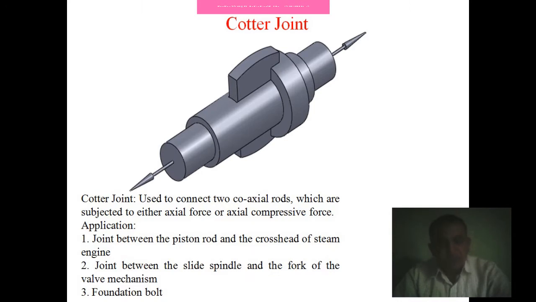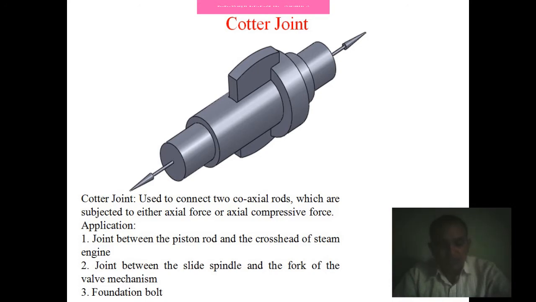A cotter joint is used to connect two coaxial rods which are subjected to either axial tensile forces or axial compressive forces. It is also used to connect a rod on one end with some machine part like a crosshead or base plate on the other side. It is not used for connecting shafts that rotate and transmit torque. This is very important. It is not useful for rotating members. It is only for steady conditions, for tightening the two parts.